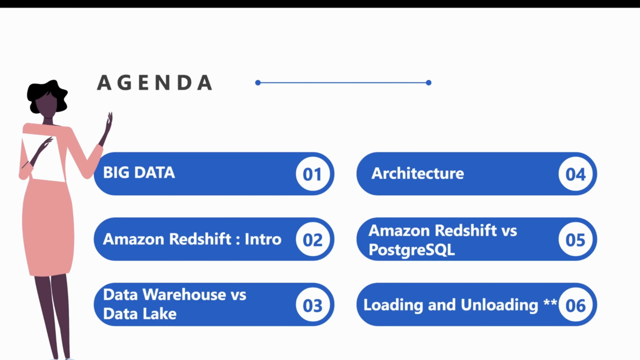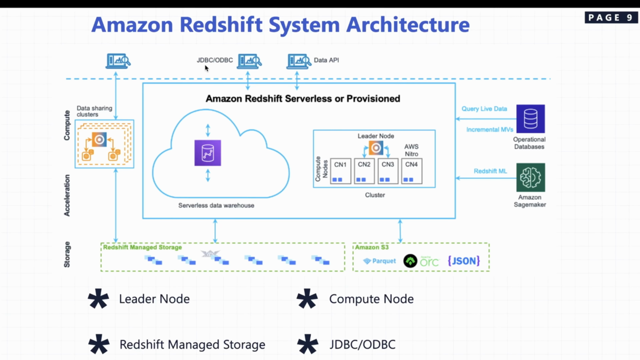Hello and welcome guys. In the last video we discussed big data. We saw what big data is and what Amazon Redshift is, and also the key difference between a data warehouse and a data lake. In this video we will talk about the architecture of Amazon Redshift, and also see the difference between Amazon Redshift and PostgreSQL. So this is the Amazon Redshift system architecture.